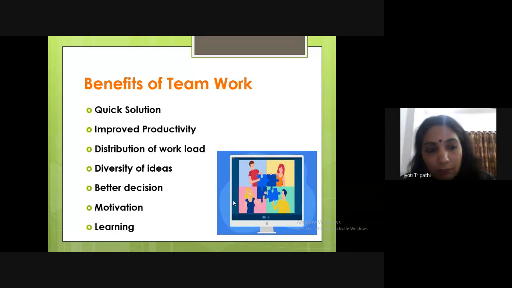Improved productivity. For improving productivity, teamwork is really good.